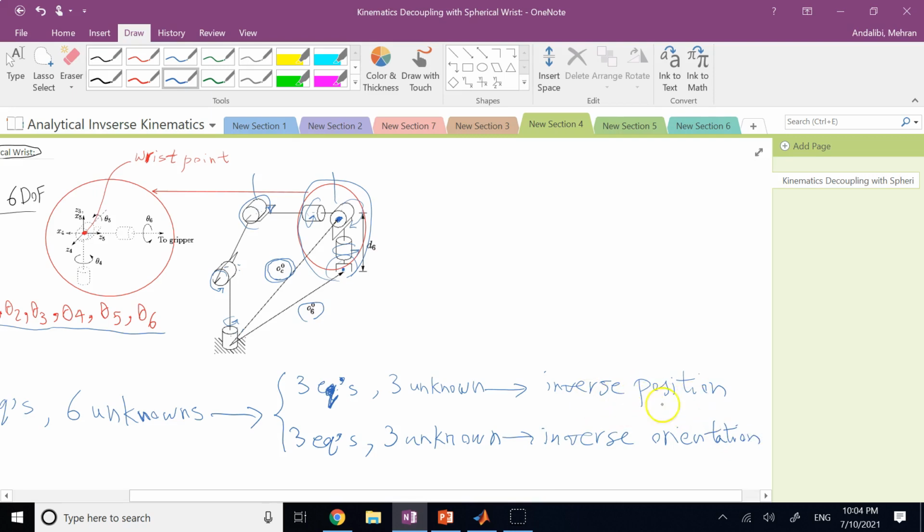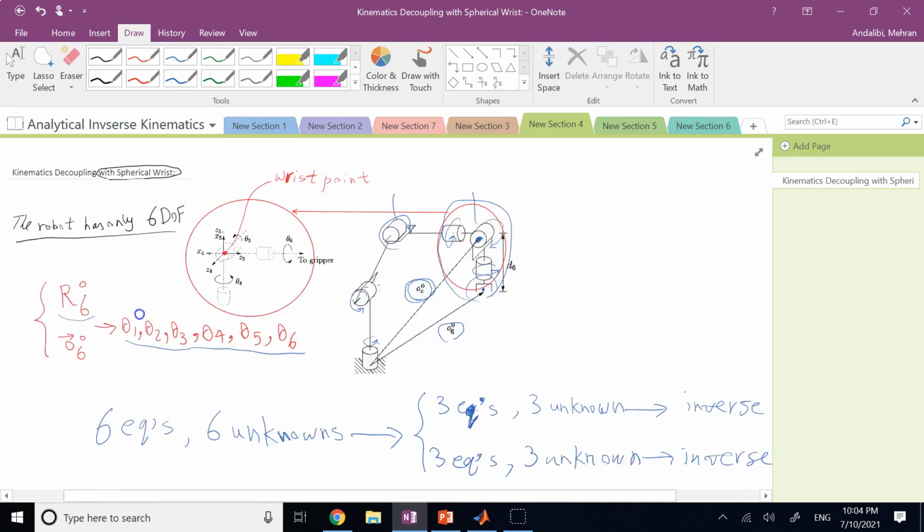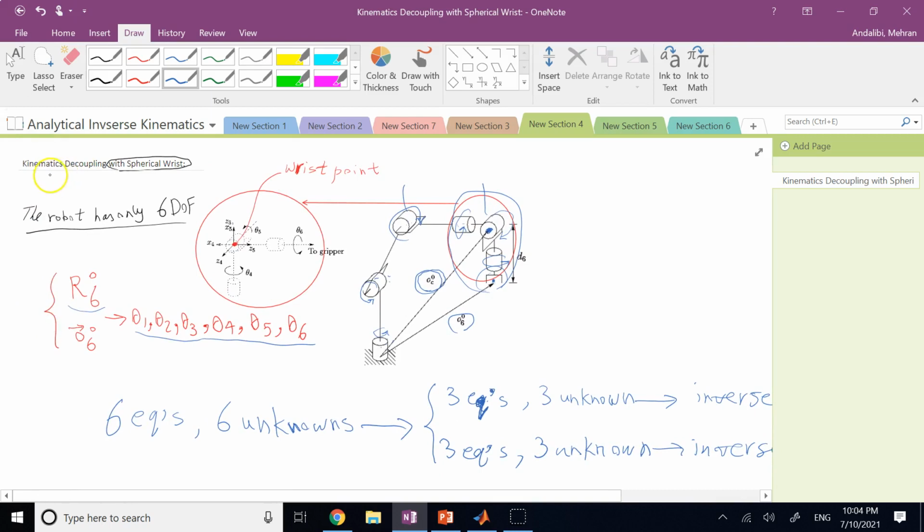So we can separate the position problem from orientation, and that is what we call kinematic decoupling. We decouple the orientation problem from the position problem, okay? Now, how do we do it? Let's focus here, and I'll show you with details exactly what it is that we need to do.